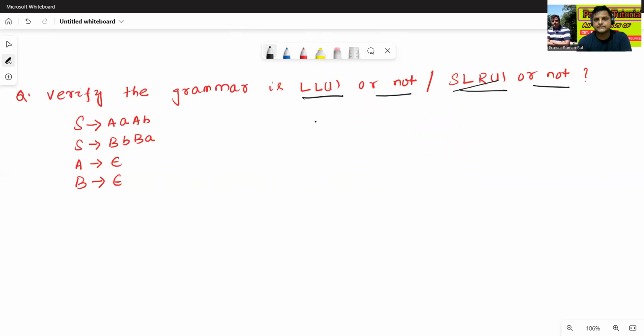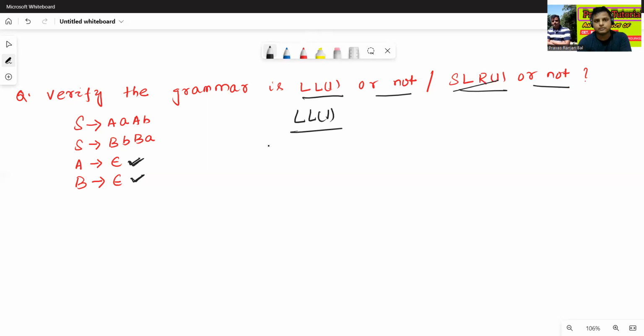First we'll check LL1 or not for this grammar. See, A has a single production, so this grammar is LL1. So this production A to epsilon, since it is a single production, is LL1. B to epsilon, since it is a single production, is also LL1.